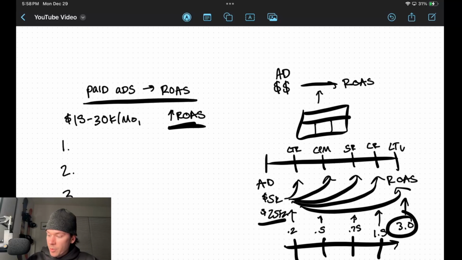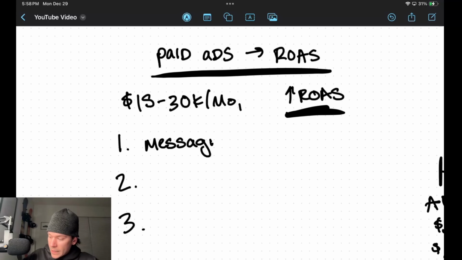And so the way that we approach this is 3 key components, like I mentioned. Number 1 is messaging. And the last one is going to be one of the more important things that most people don't teach you. It's a little more technical, so stay till the end to see that.